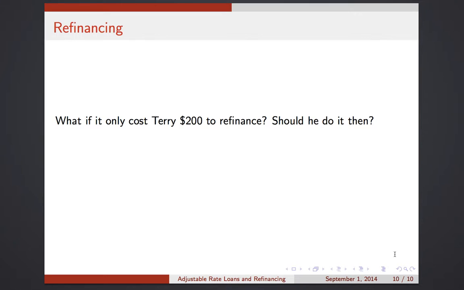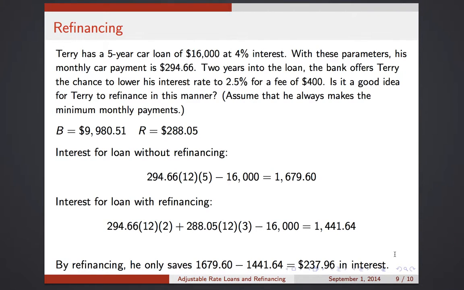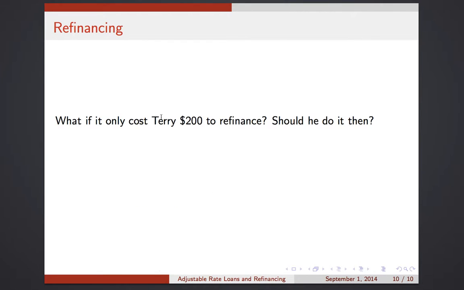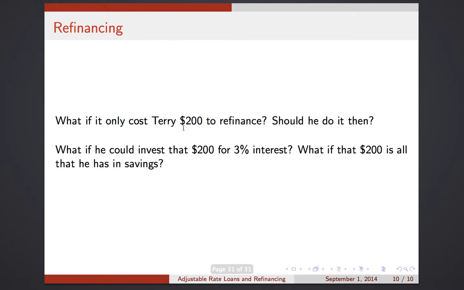So that last situation was pretty unambiguous, okay? They're charging him more to refinance than he's going to save. So let's remember this number, $237.96. So suppose the bank said, well, okay, we're only going to charge you $200 to refinance. Should he do it then? Well, now the answer is actually not so clear. Now the answer is not an obvious no, right? You don't just say no immediately. But it's not a clear yes, actually, because there are some questions he could ask.